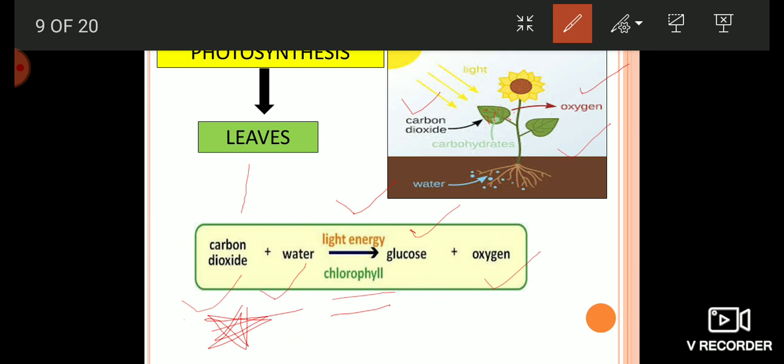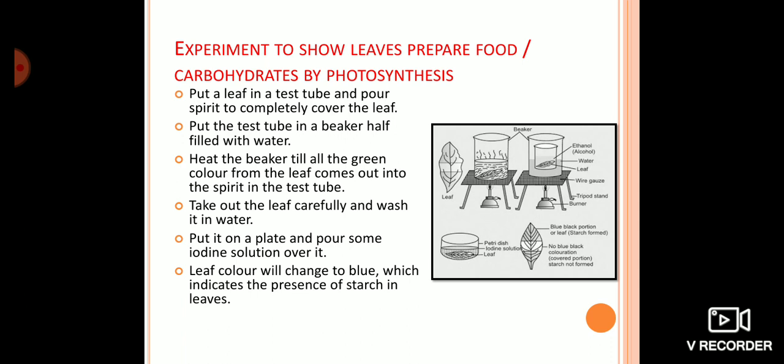With the help of some experiments, we will now try to prove that leaves carry out photosynthesis and prepare their food, that means carbohydrate or starch. We have already studied in chapter 2 how to test the presence of starch or carbohydrate. For that we perform the iodine test. So here we will also perform the iodine test for our leaf.